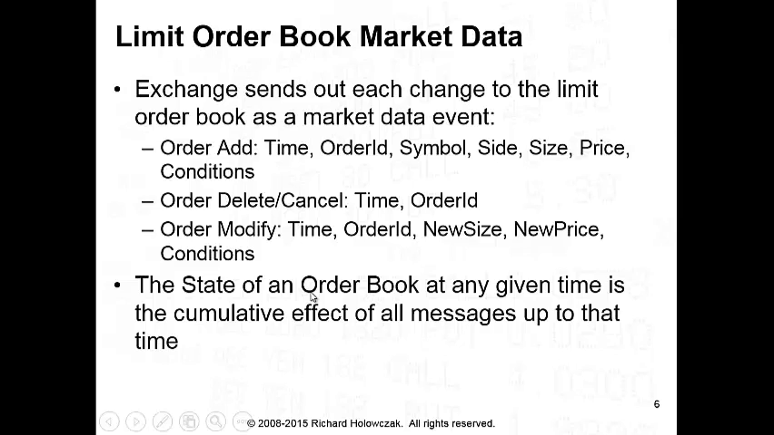The state of the order book at any given time is determined by the cumulative effect of all of the messages that the exchange has received up to that time. So if we're talking about the state of the order book at 12 o'clock noon on a trading day, that order book will reflect all of the add, delete, and modify messages that it's received throughout the entire day from 9:30 up until noon.